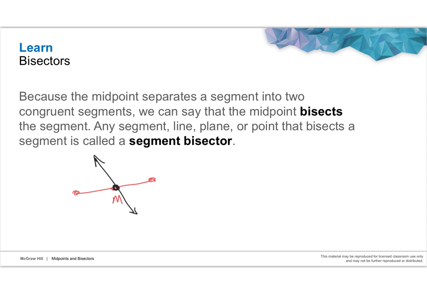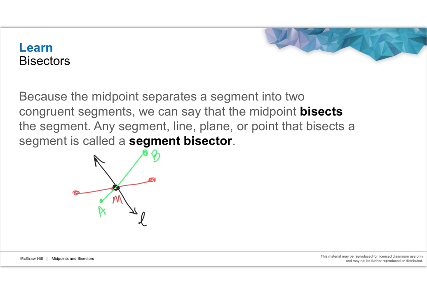And this line, let's say line L, could be considered a segment bisector. We might have a segment come through it like so, and we'll say this is segment AB. Segment AB is also a bisector of that red segment.